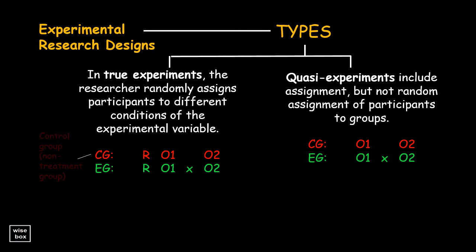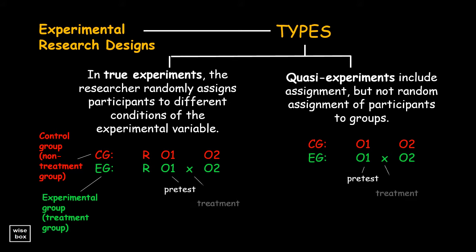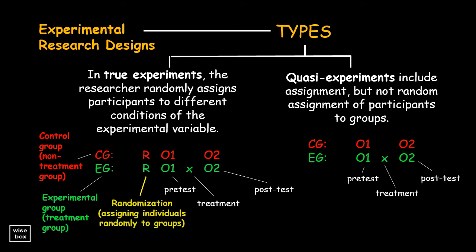Here is an illustration showing the similarities and differences between true experiments and quasi-experiments. Notice that it shows the presence of randomization in the assignment of participants for true experimental design. But this randomization is absent in quasi-experimental design.